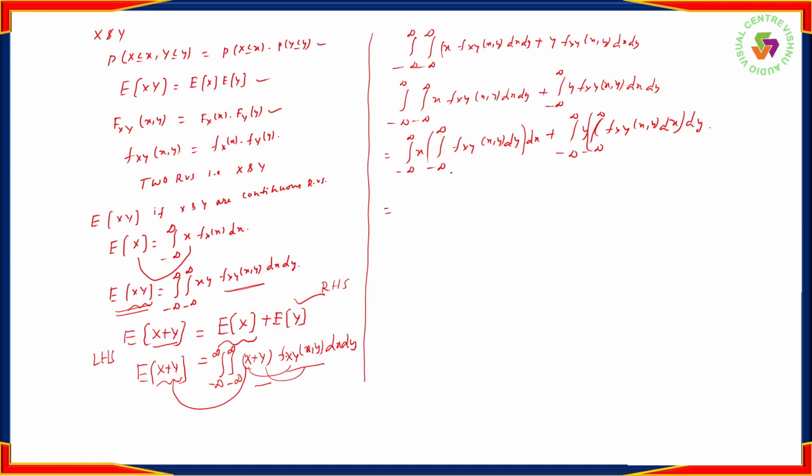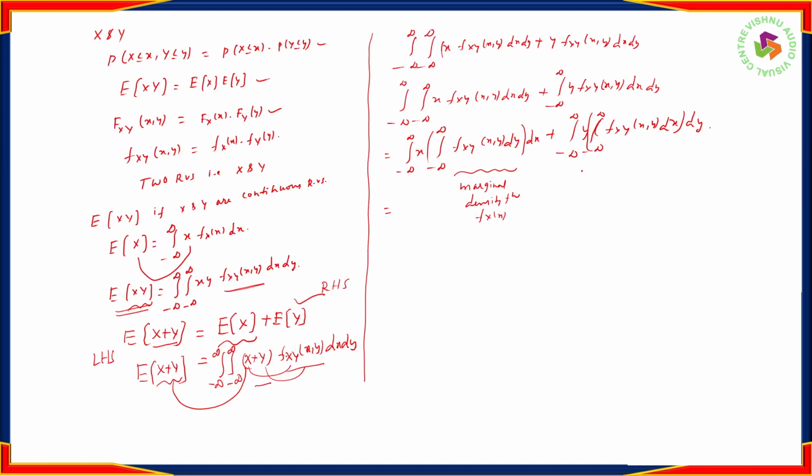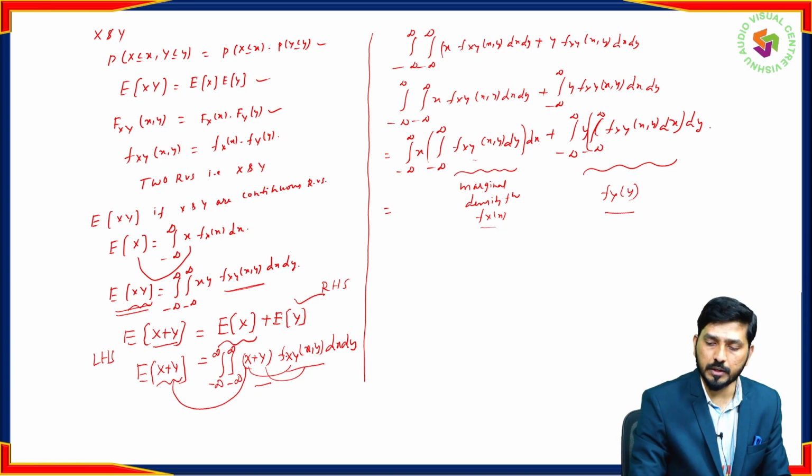Next, this part here is the marginal density function. If you remember, this is nothing but the marginal density function f_X(x), and this one is the marginal density function f_Y(y). Replace this term with f_X(x), which is nothing but the marginal density function.